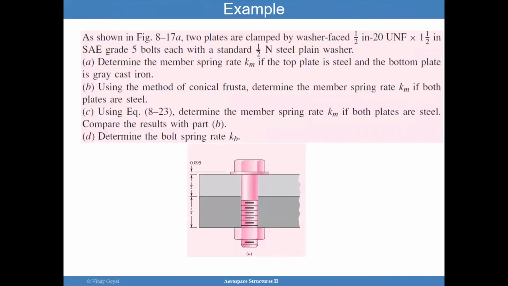Here's an example of two plates that are clamped by a washer. They provide you the UNF bolt, grade, and the plain washer material, steel. The question is, what is k_m? If these two materials are steel and cast iron, they want us to use the conical frustrum equation, and then compare it with other approaches. They also want us to determine the bolt spring rate.